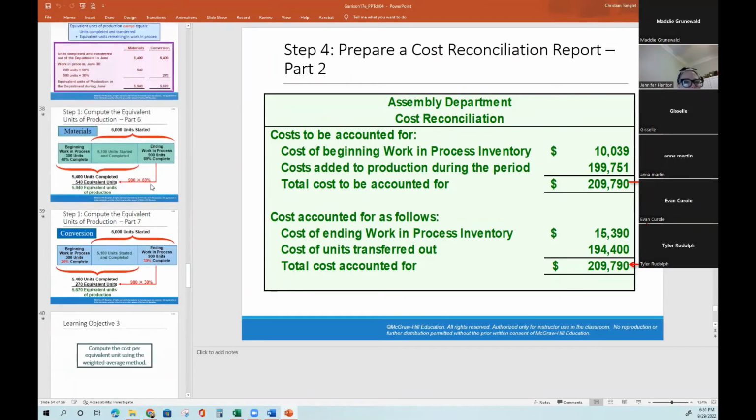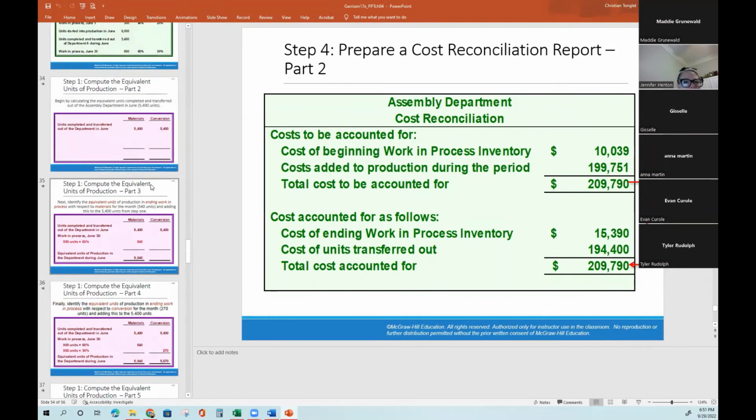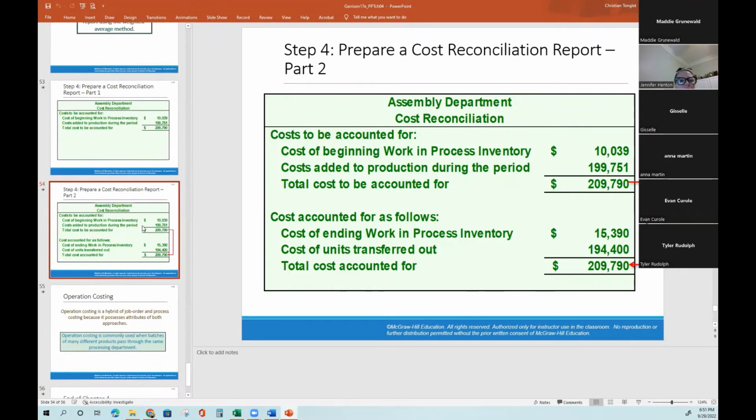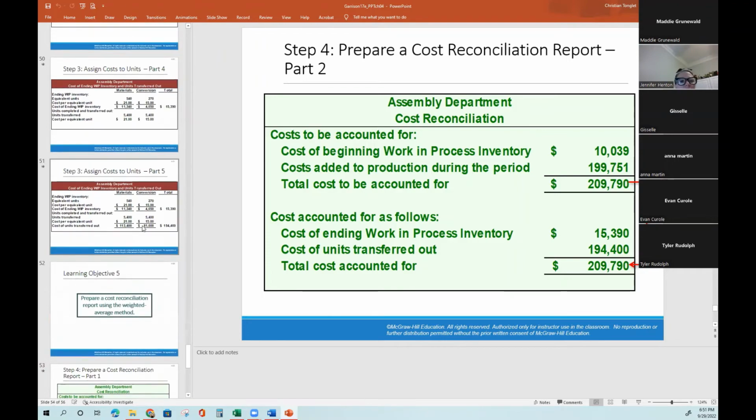I have a question. You probably already explained this, but can you explain again, on the slide that you're on now, where did you get the 10,039? How did you calculate that? Okay, so that was given to us.